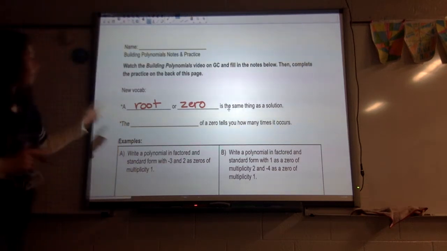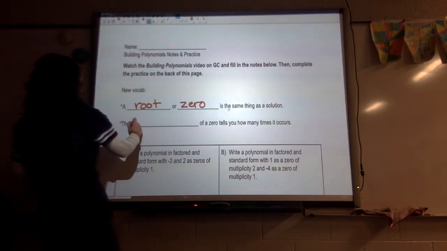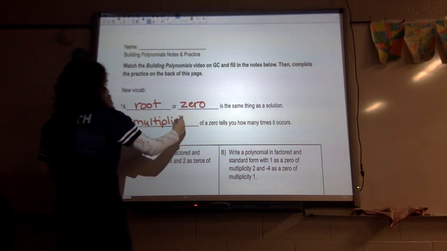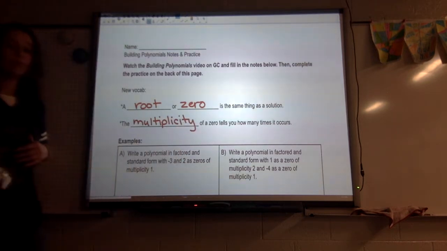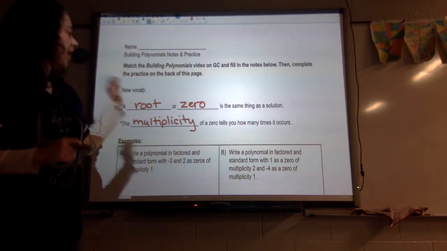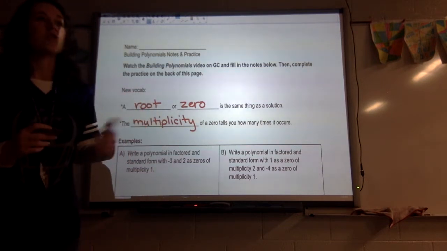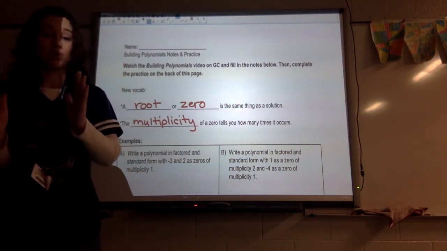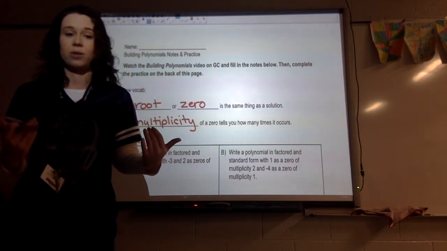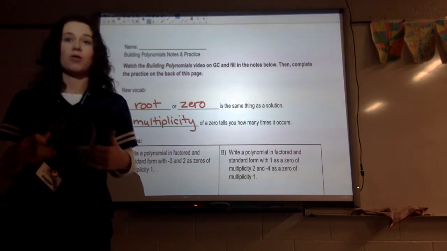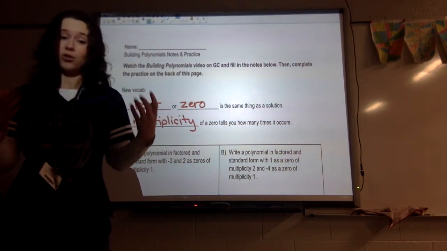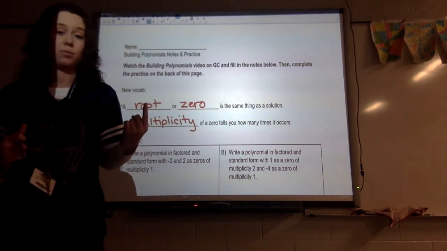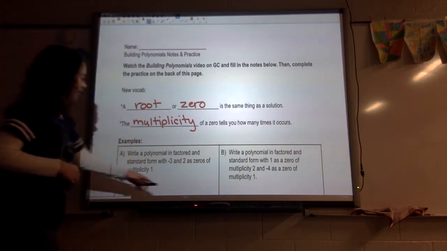Okay? Another word that you may not have heard before, the multiplicity. The word multiplicity tells me how many times a zero occurs. So for example, sometimes when we factored in the last unit, you might get the exact same number twice. That would mean it would have multiplicity 2. Let's say I factor something and I solve it and I get the answers 3 and 5, then 3 and 5 would both have multiplicity 1 because I only got those answers one time each. Okay? So let's use this and see how that helps us.